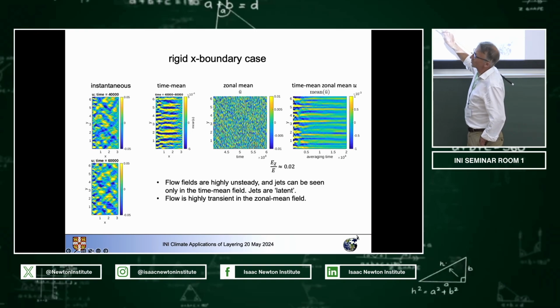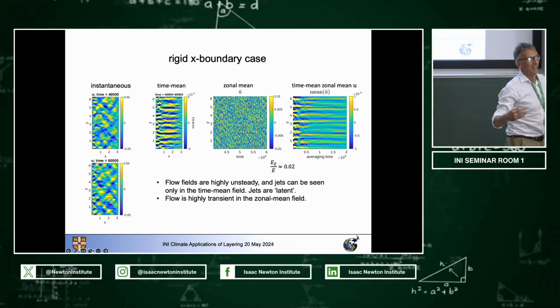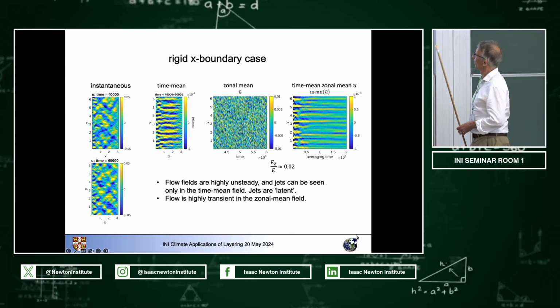Of course, the key point here is that the color scale here is enormously magnified relative to that in the instantaneous flow. When you do the time averaging, you're seeing weak, but nonetheless rather coherent jets.